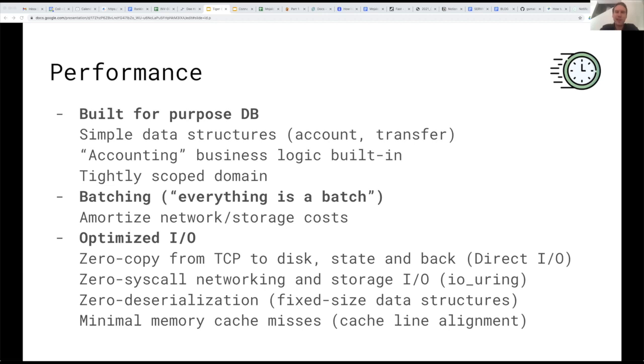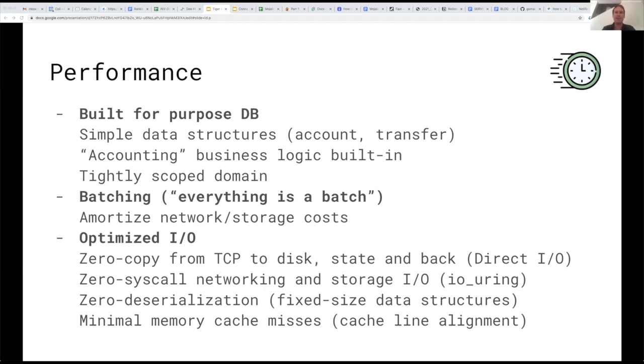And then zero deserialization. So we've got really simple data structures and we just point, hydrate, and that's it. There's no parsing, no GC, nothing. And then we've aligned everything to 64-byte cache lines. But these are really just cherry on the top.